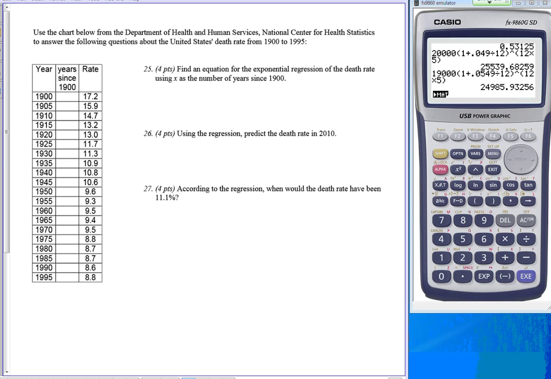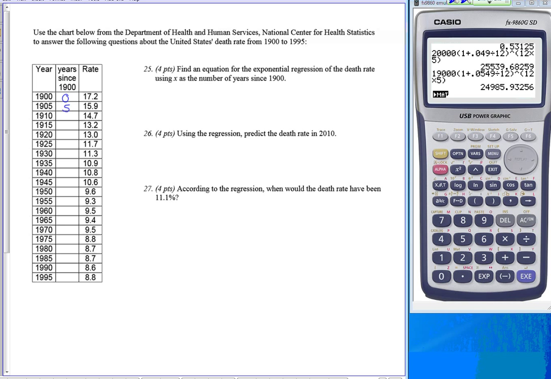Okay, in this one I'm supposed to use the chart below from the Department of Health and Human Services, the National Center for Health Statistics, to answer the following questions about the United States death rate from 1900 to 1995. So this was in the previous century. It says find an equation for the exponential regression of the death rate using x as the number of years since 1900. So in 1900, my years since 1900 were 0. In 1905, that was 5 years.